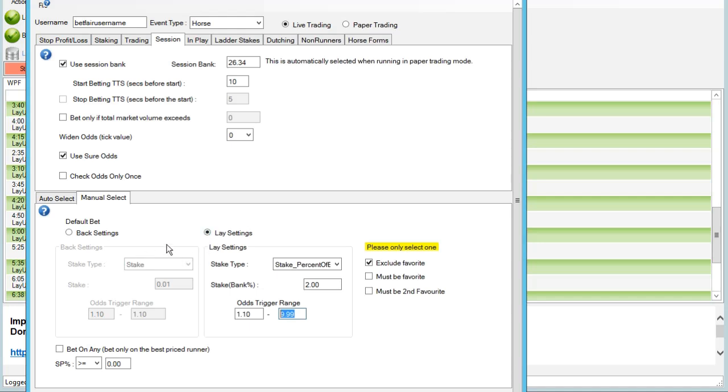Even if it's moving out at 7 and going to 7.2, 7.4, we will still get matched. So that's what that does. We don't want to take on favourites, so we exclude favourites. So we've got no problem as far as that's concerned.